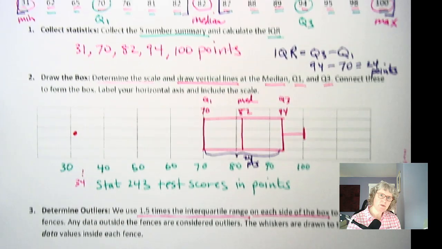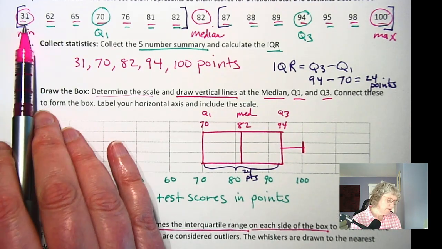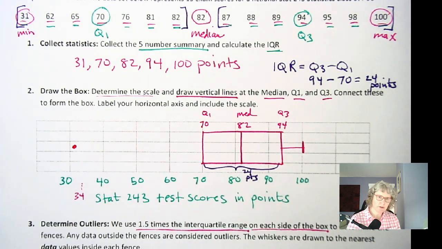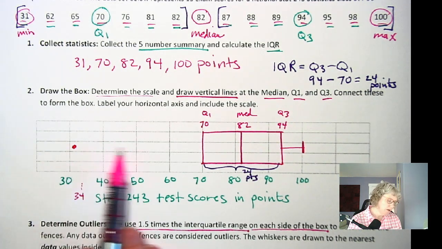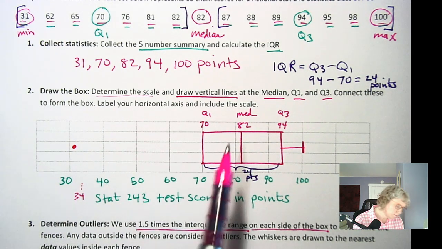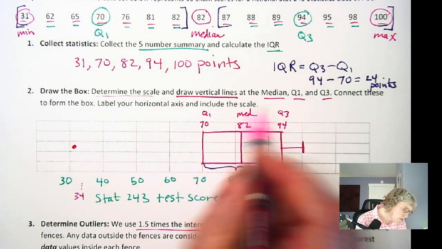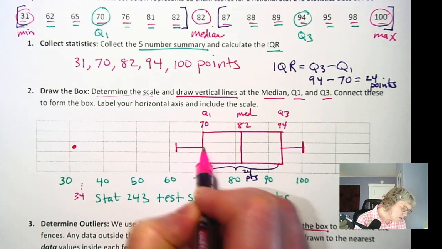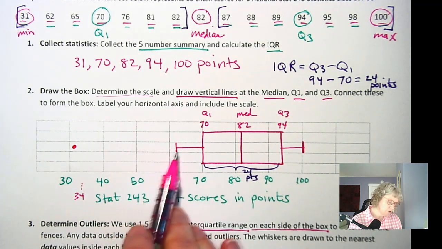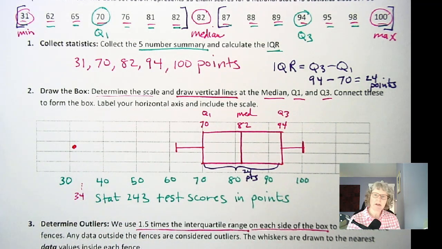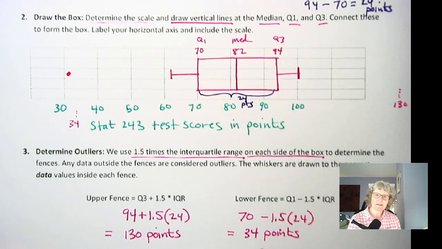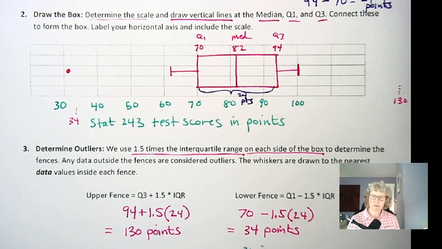If I go back to the original data, the next highest was a 62. Okay, so notice we're not putting the 34 on here at all. We're going all the way up to 62. We just want to see what the data show. So I put a little vertical bar at 62 and then a horizontal bar back to the box. Interesting, huh? So that's our box plot, or box and whisker plot.